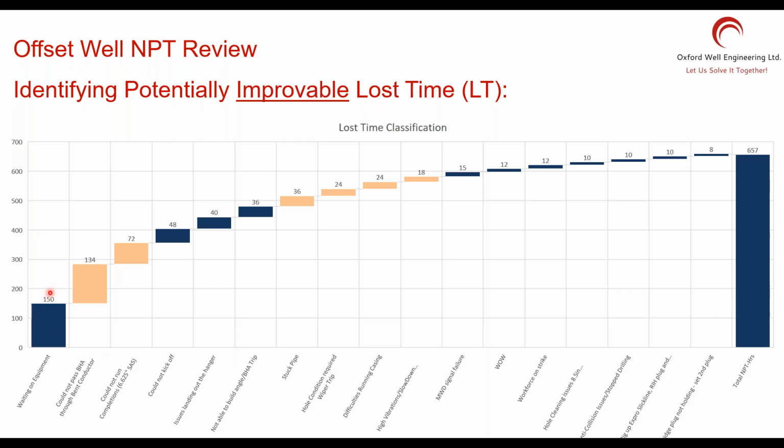So you can put all your failures. Total number of hours of failures is 657, total NPT hours. Then you can color code them to see which one you can fix or you think you can fix. For example, I cannot fix waiting on equipment because there was some problem in logistics.